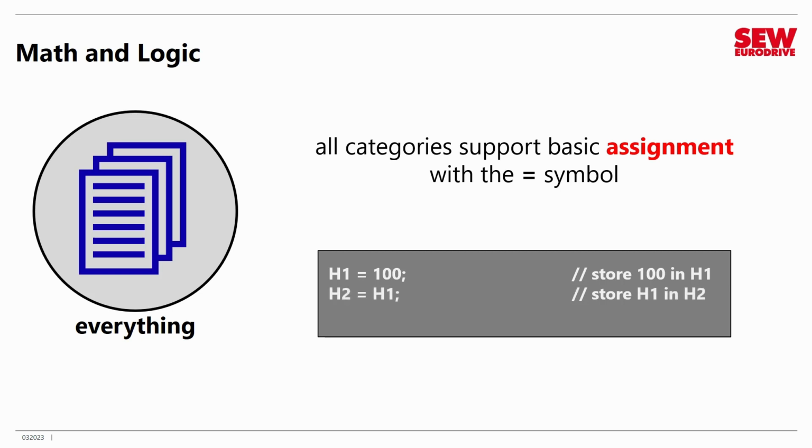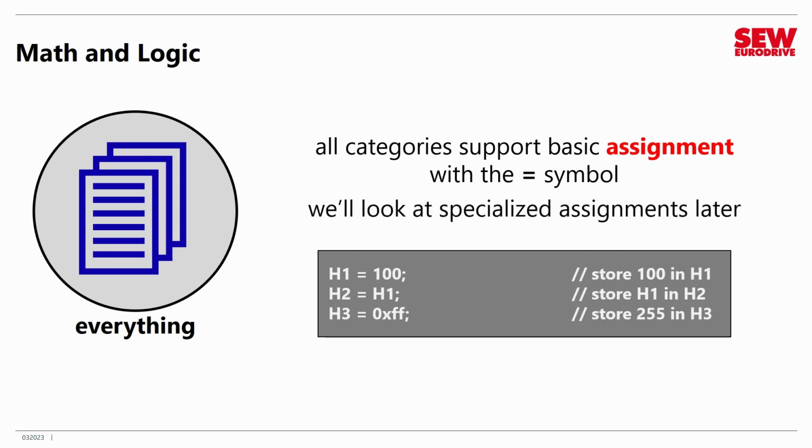On the other hand, if I say h2 equals h1, that means I'm assigning the contents of variable h1 into variable h2, so it stores h1 and h2. And here's another one, h3 equals hexadecimal ff. That's 255 in decimal, so that is simply a numeric assignment. Takes hexadecimal ff, or 255 in decimal, and it stores it in variable h3. I think that's pretty clear. I think we're all pretty comfortable with that. It's very basic math. However, be aware, there are a few specialized forms of assignments, and we will encounter those later. But this is the general purpose one.